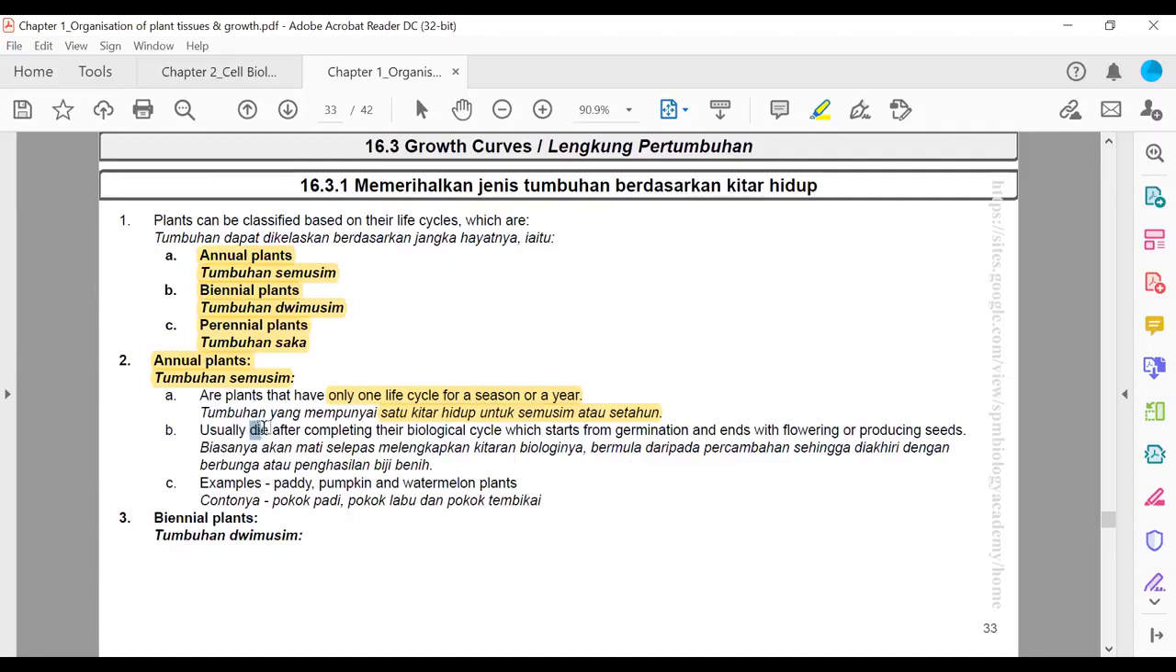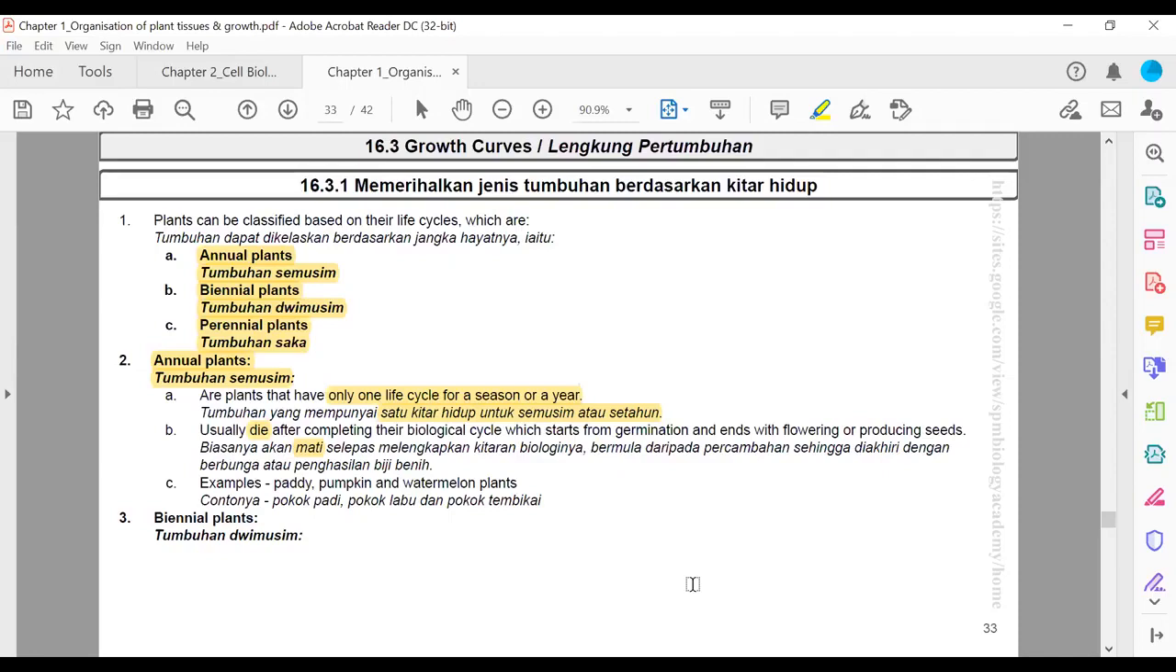Usually die after completing their biological cycle, which starts from germination and ends with flowering or producing seed, like what I was telling you just now. So biasanya akan mati selepas melengkapkan kitaran biologinya, bermula daripada percambahan sehingga diakhiri dengan berbunga atau penghasilan biji benih. So that is one life cycle lah.